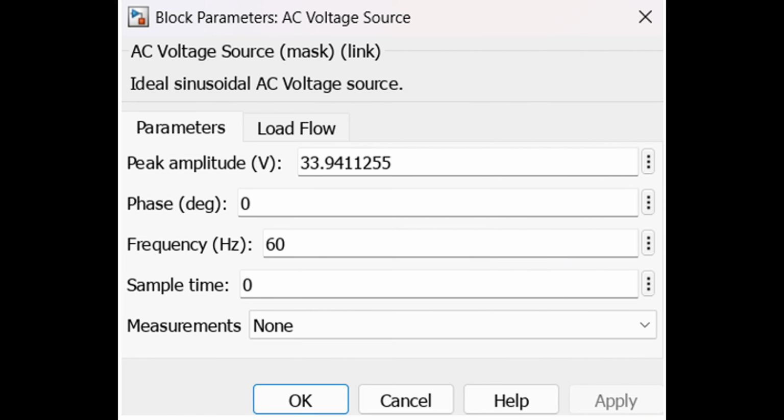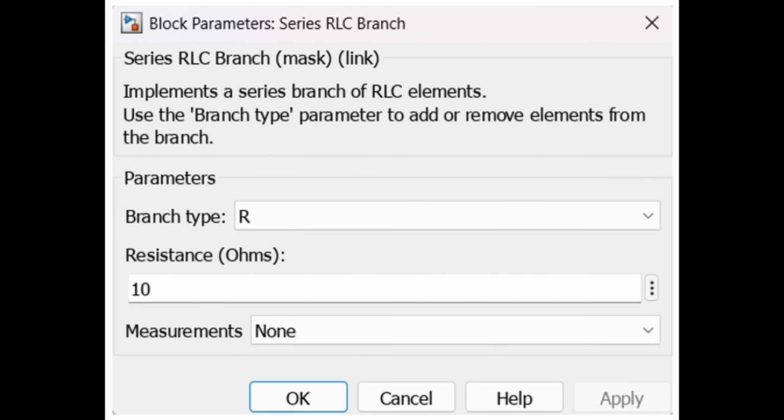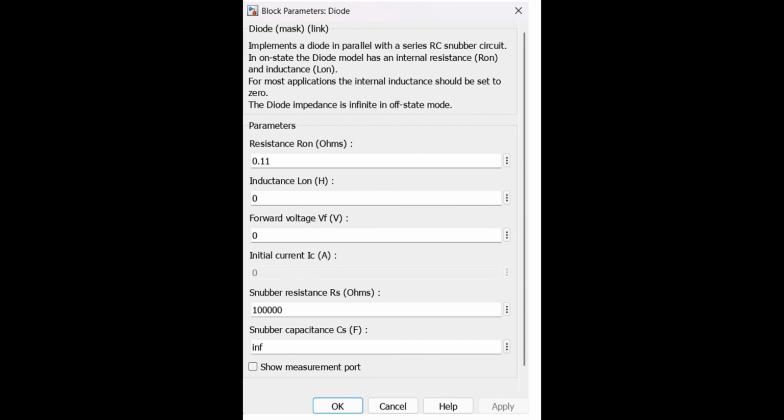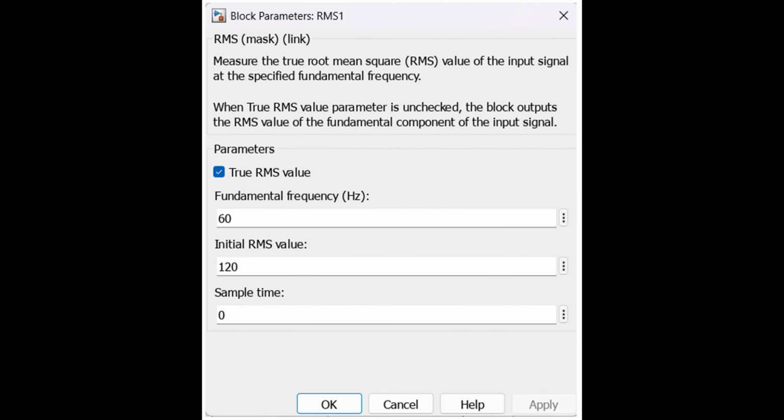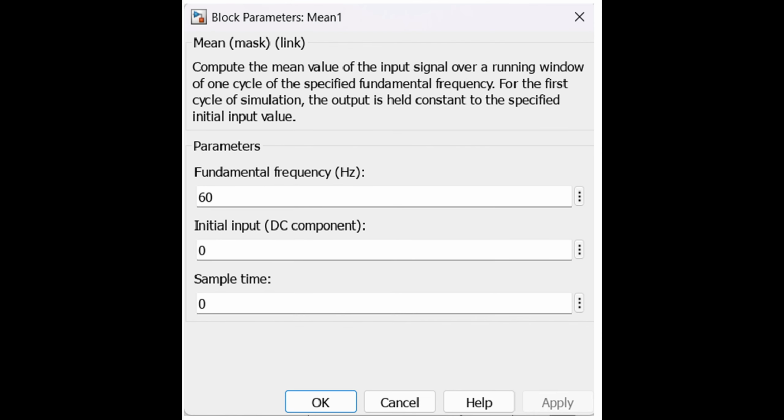Next, these are the parameter values our group uses. We use 24 volt as our VRMS, and the frequency is equal to 60 Hz. And lastly, the resistor is equal to 10 ohm. And these are all the values of parameters that we use in our system.